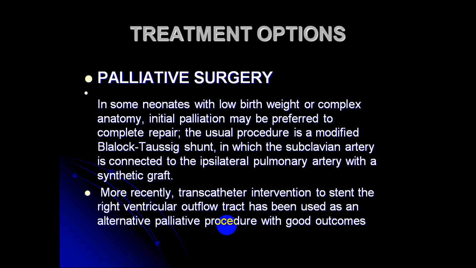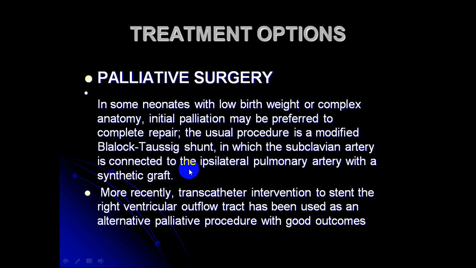There is also palliative surgery. Previously, years ago, surgeons usually started with palliation until the child grew up. But nowadays, we do definitive surgery as early as we can. In some neonates with low birth weight or complex congenital anomalies, initial palliation may be preferred to complete repair as the next step. The usual procedure is the very famous modified Blalock-Taussig shunt, in which the subclavian artery is connected to the ipsilateral pulmonary artery with a synthetic graft.